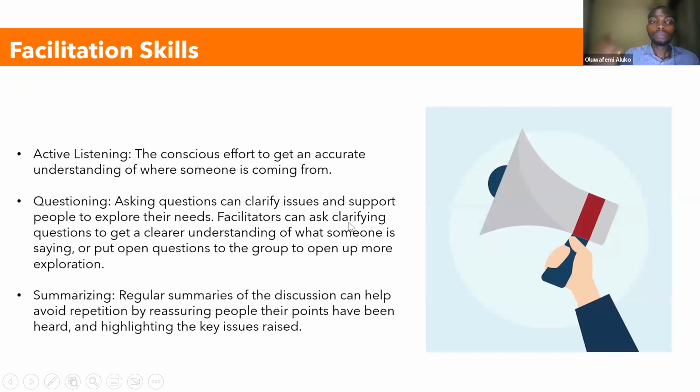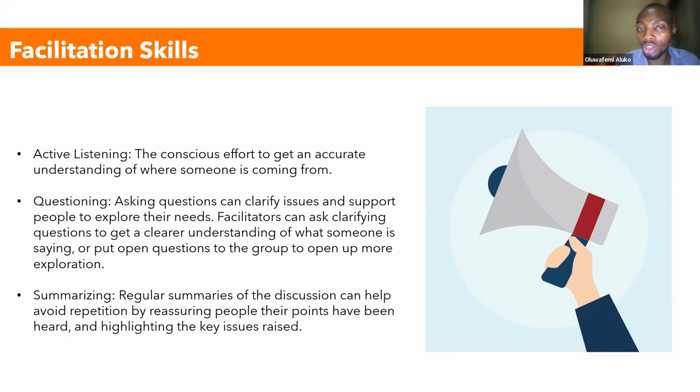Now let's go on to three core skills you need when it comes to facilitation. Three core skills you need. The first is active listening. As a facilitator of a meeting, it is important that you are able to listen. All right? The conscious effort to get an accurate understanding of where someone is coming from. Do not cut in when someone is speaking. Do not assume when they've not landed. All right? Even though you may think that maybe you know what this person wants to say, ensure that you hear people out in your meeting. So be someone that listens actively.